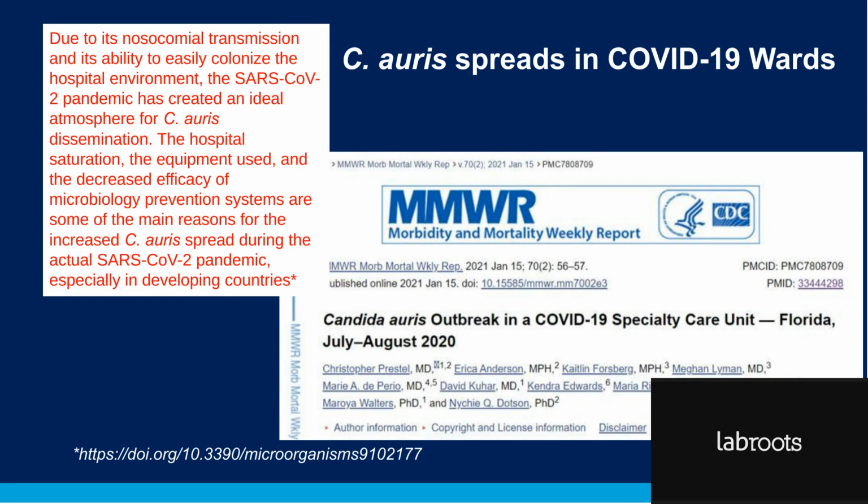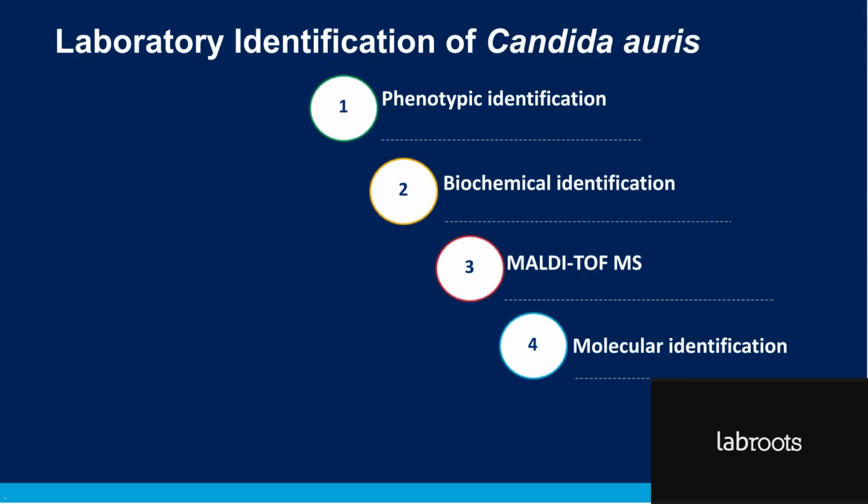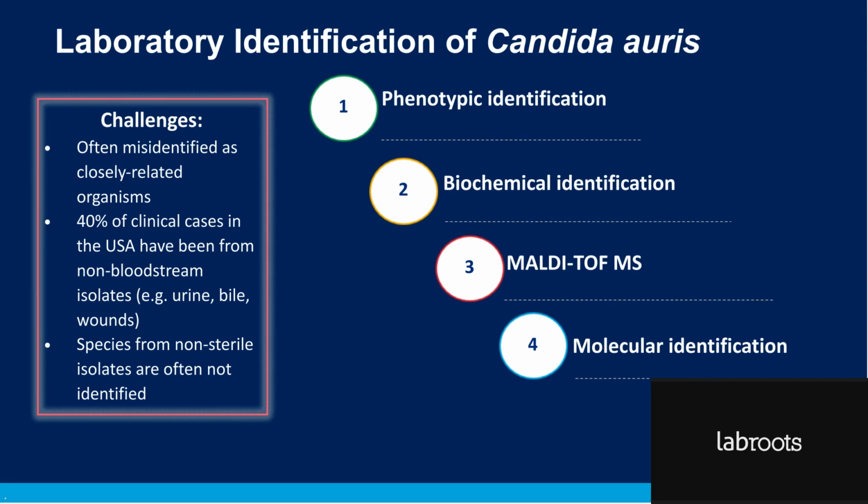I'd like to move on now to lab identification and all the challenges relating to lab identification. As I mentioned, the organism has not been easy to identify and has often been misidentified or missed altogether. There are 4 categories that I'm going to be going over regarding lab identification: phenotypic, biochemical, MALDI-TOF, and molecular identification.